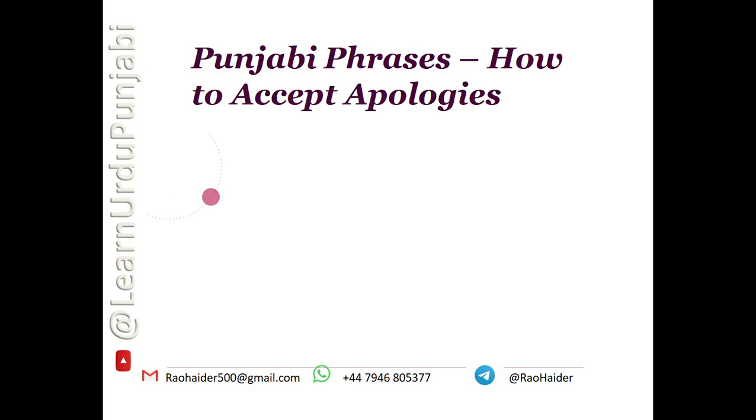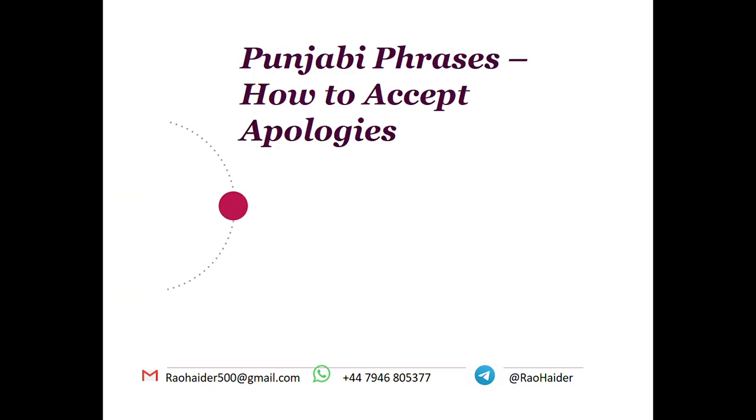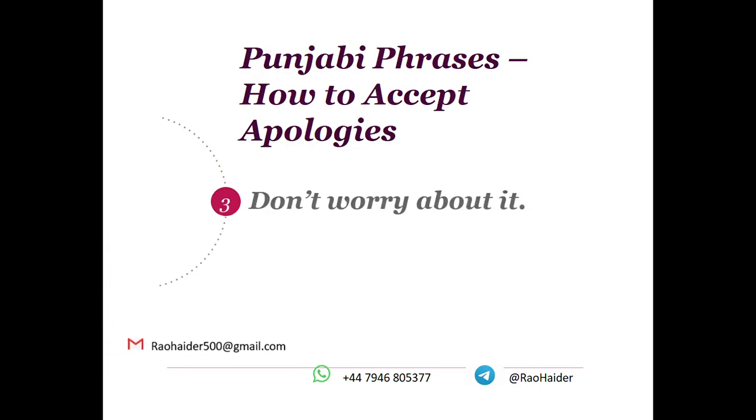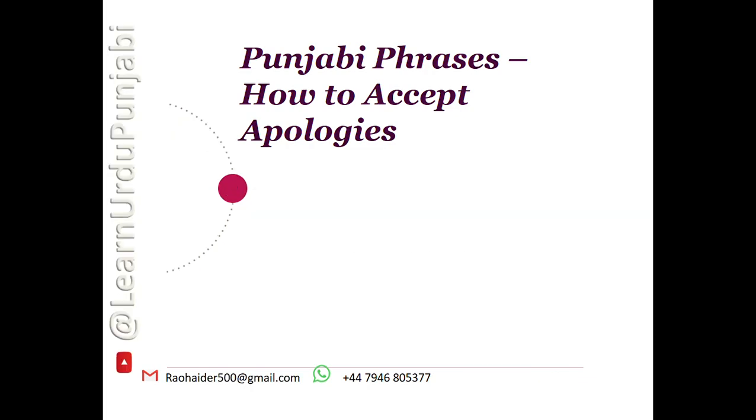So the first sentence is: that's okay, or no problem. It means चल ठीक है. The next sentence is: forget about it. In Punjabi, भुल जा. The next one is: don't worry about it. परेशान ना हो.